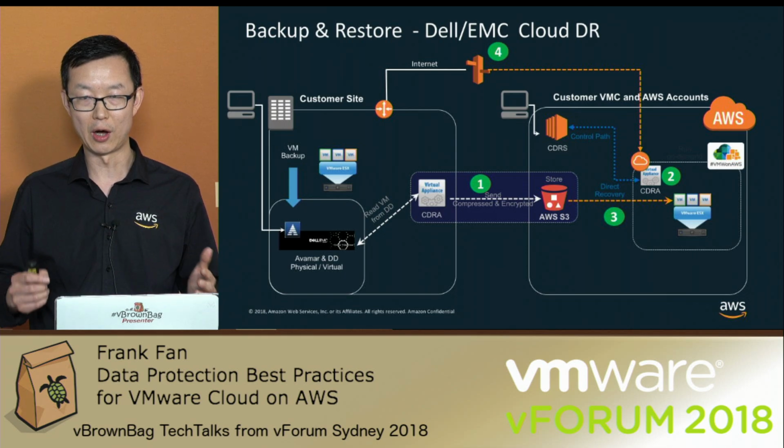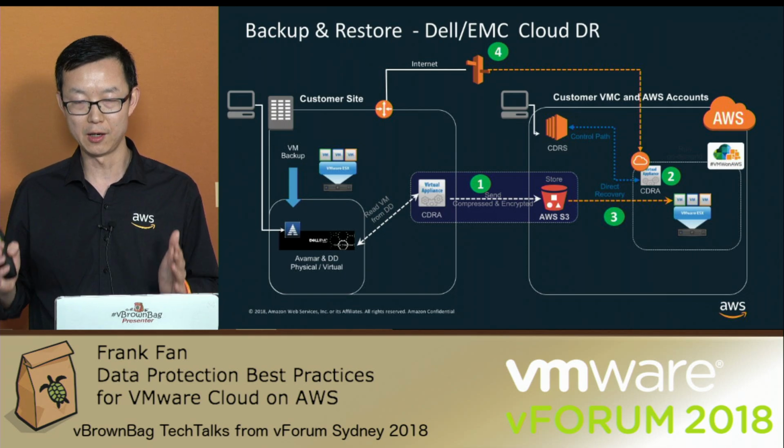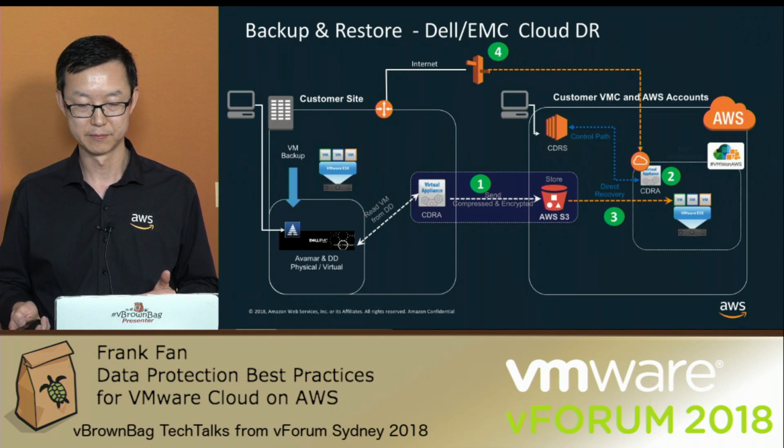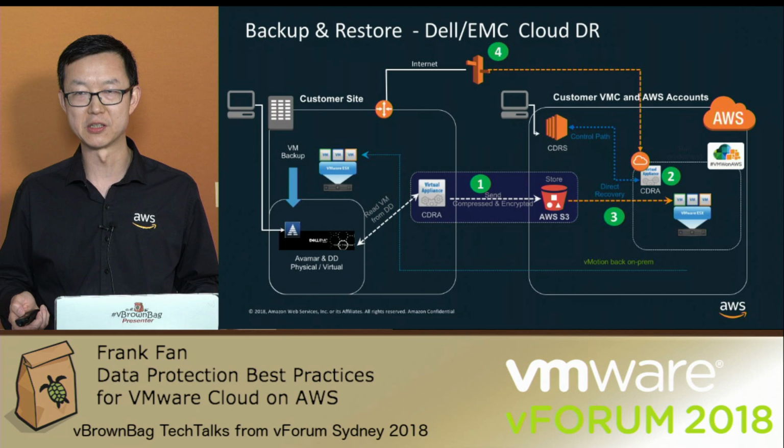As a result, you only have a low-cost, on-demand DR target. And then you can easily fail back when the primary site has recovered.